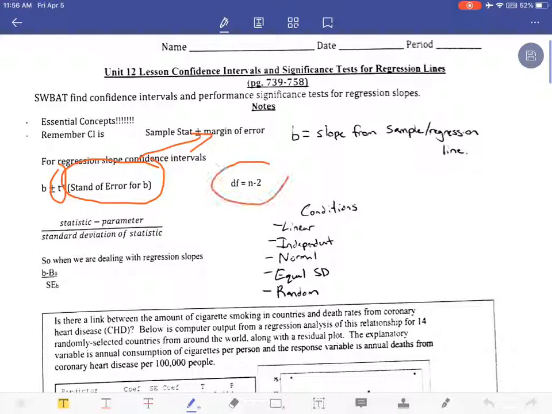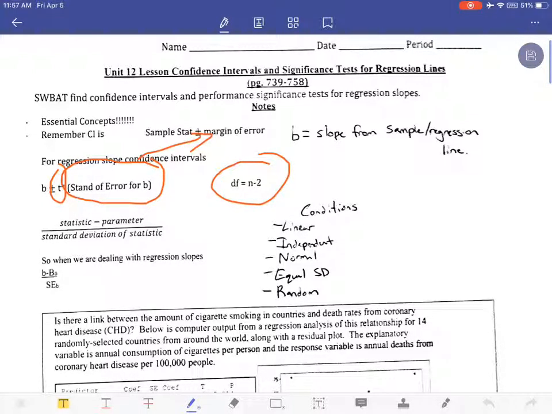Also, make sure that your degrees of freedom is a slightly different formula for this. When we're dealing with one proportion, or one mean and two mean tests, it was sample size minus 1, but for regression, it's going to be sample size minus 2.